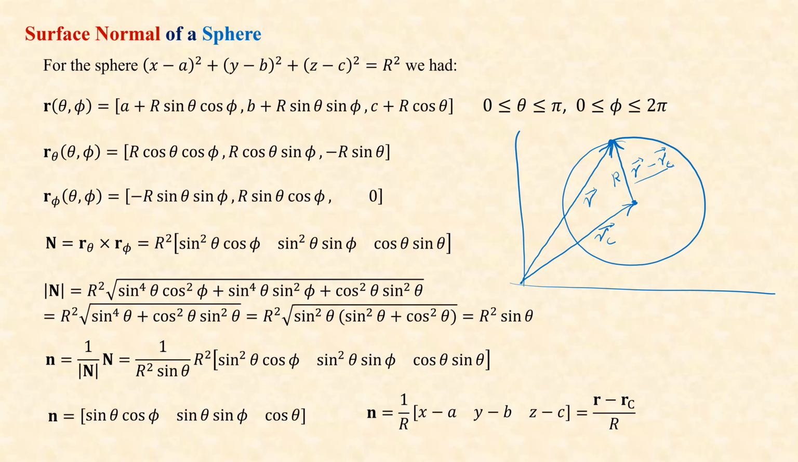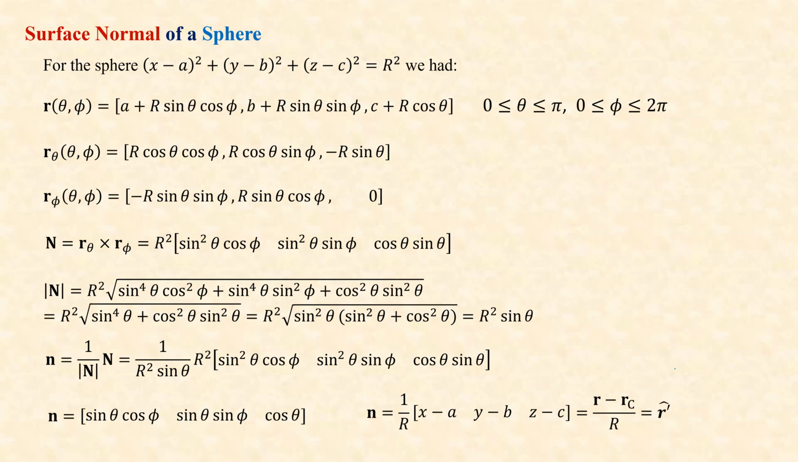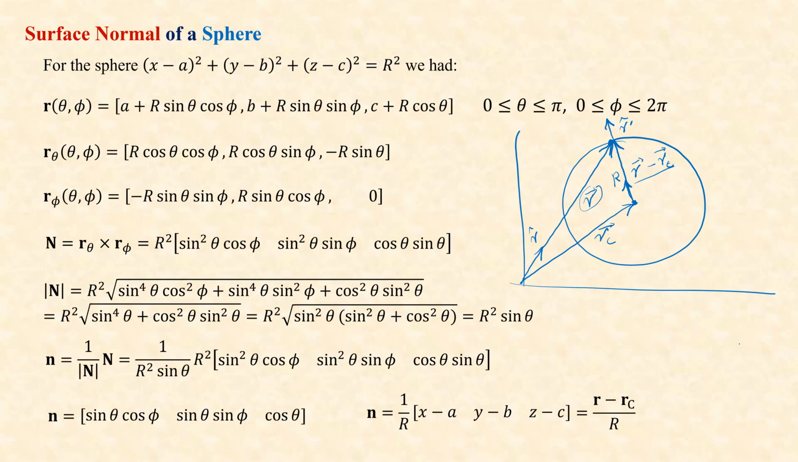If you divide that vector by its magnitude, what do you get? You get a unit vector in that direction. I call it R prime hat, not to be confused with R hat, which is in this direction, right? So this is R prime hat. That is exactly perpendicular to the surface, and it's a unit vector. So it's a unit normal vector to the sphere, right? So what we calculated to be the unit normal vector is exactly what it should be. I'm just going through this to illustrate that this is exactly the unit normal vector. Does it make sense?